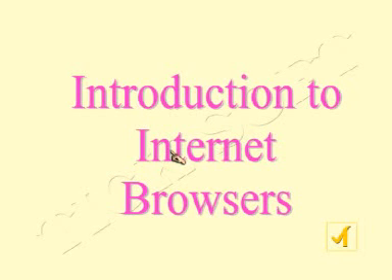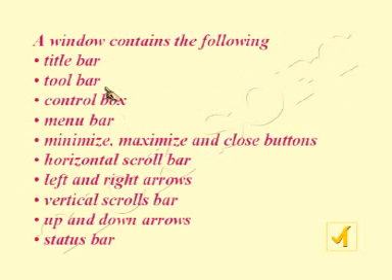Introduction to Internet Browsers. Nowadays, everything in the world is through the web. That is, we are able to browse, or subscribe to anything through the internet. Websites are seen through the internet or through these browsers. The currently available browsers are Internet Explorer, Netscape Navigator, Opera, and Mozilla Firefox.